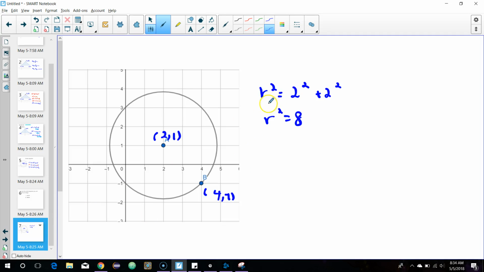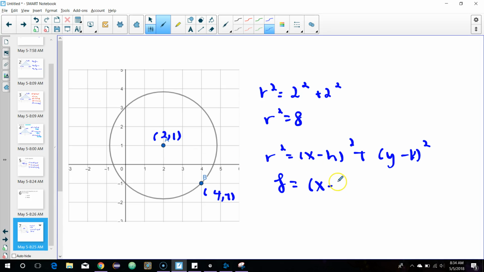So using the circle equation, I'll write this out one more time. r square is going to be (x minus h) square plus (y minus k) square. So in this scenario, r square is going to be 8, (x minus, my h value is going to be 2), (y minus my k value is going to be 1). There you go. So that will give you your circle formula.